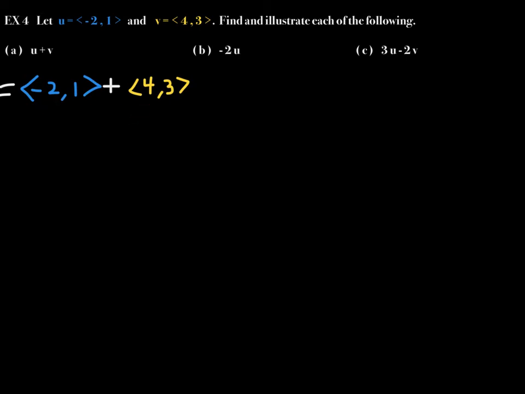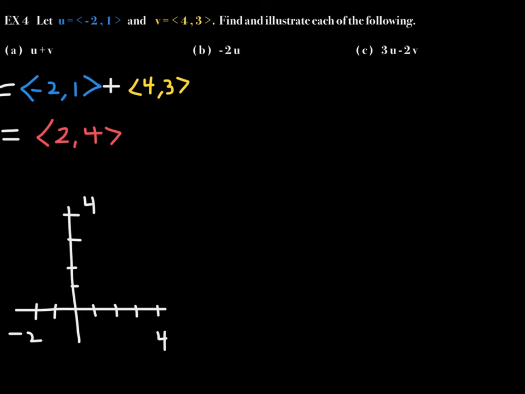Now, I bet you can take a really good guess at how we're going to add our two vectors. You could probably guess we're going to add like components. So this horizontal component plus this horizontal component, and then this vertical component plus this vertical component, which will give us the components negative 2 plus 4, which is 2, comma 1 plus 3, which is 4. So there's the sum.